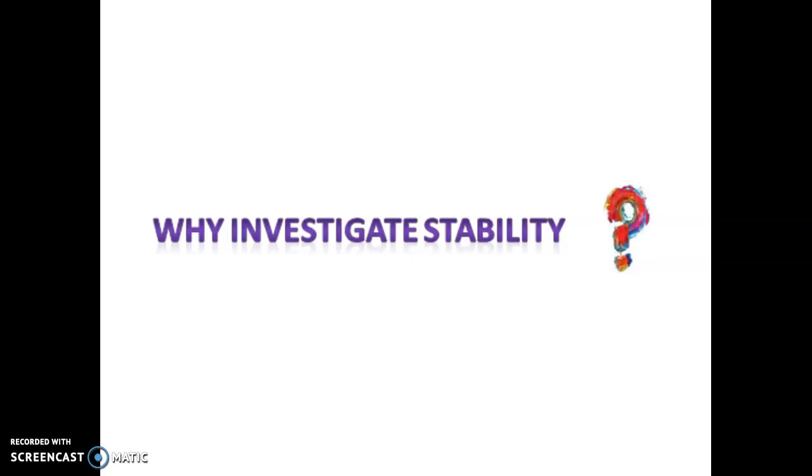So an unstable feedback system is of no practical value. That is the second reason why to investigate stability. A stable system should exhibit a bounded output if the corresponding input is bounded, right? So this is the need to investigate the stability of the system.